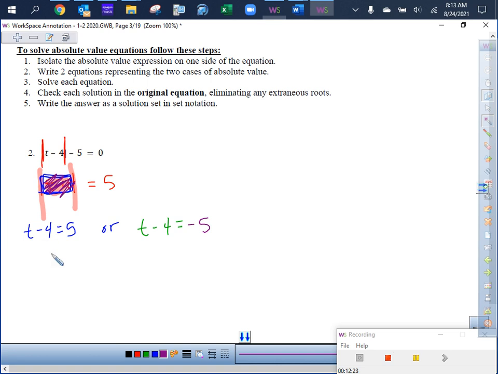It's kind of boring. It's weird. Let's solve for t. That's the fun part. I shouldn't say fun. That's the easy part. What could t equal in blue? T could equal, talk to me please, 9. Or what could t equal over here in green?